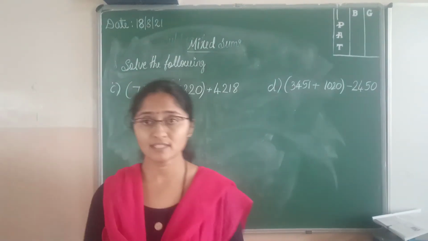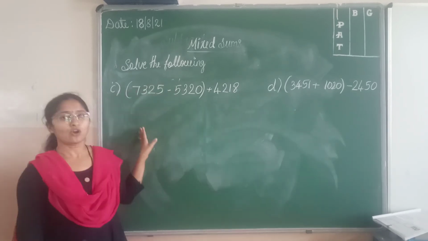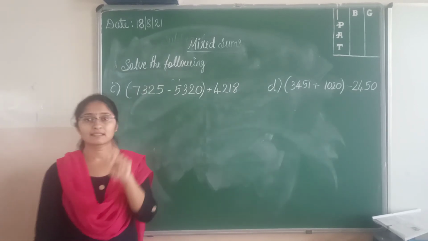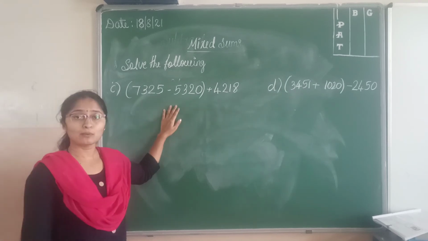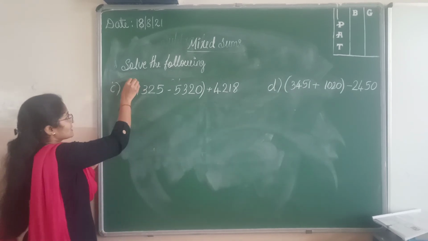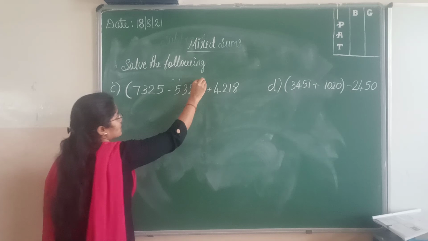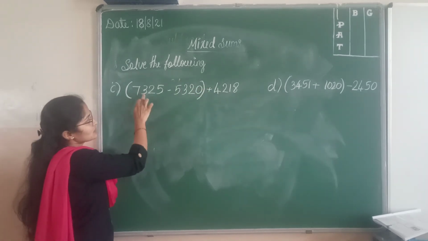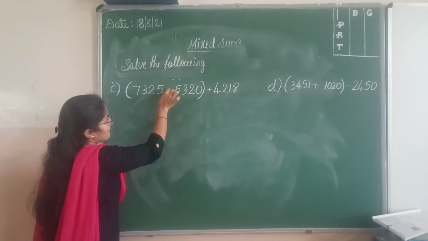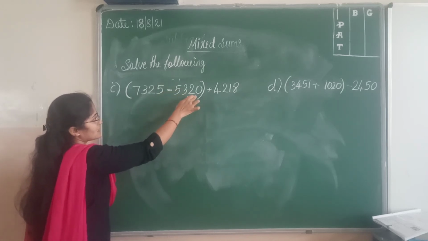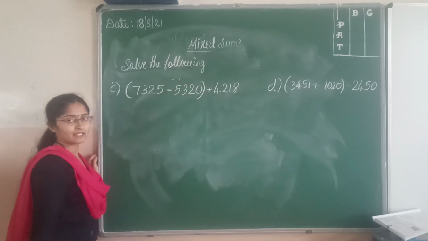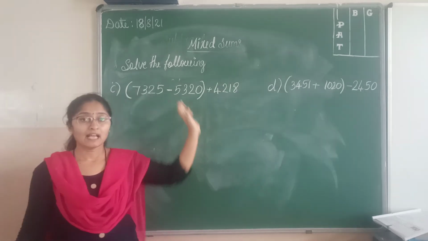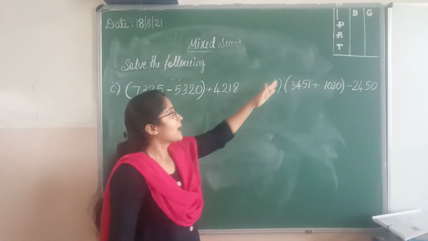Okay, see the next question, children. Just observe the question. In the two sums we solved before, there were no brackets. This is what we read as a bracket, from here to here. Bracket 7325 minus 5320, bracket complete, then plus 4280.